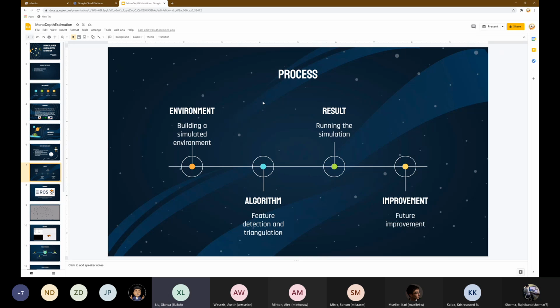And this is the process I made for this problem. The first part is building a simulated environment for this problem. The second part is the algorithm for feature detection and triangulation. I was using triangulation for detecting the depth information. The third part is the result, and the fourth part is improvement.